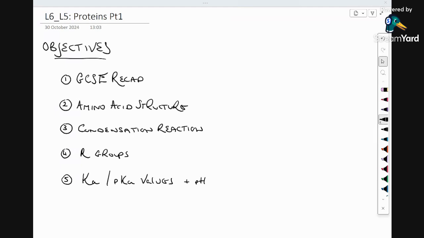Okay, so we're going to look today at protein structure and function, and I'm going to actually split this video into two parts. The reason being that I think it makes sense to do the fundamentals first before then looking at protein folding. So these are the objectives, so we'll make a start.